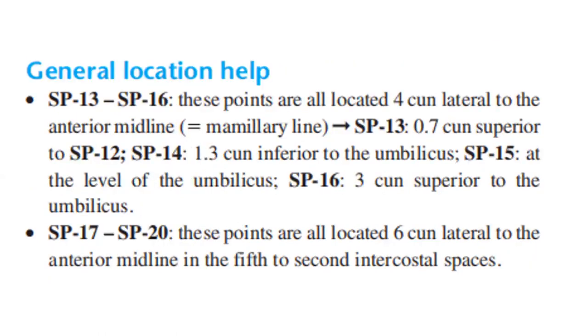General location. Spleen 13 to Spleen 16: these points are all located 4 cun lateral to the anterior midline, the mammillary line. Spleen 13 is 0.7 cun superior to Spleen 12. Spleen 14 is 1.3 cun inferior to the umbilicus. Spleen 15 is at the level of the umbilicus. Spleen 16 is 3 cun superior to the umbilicus. Spleen 17 to Spleen 20: these points are all located 6 cun lateral to the anterior midline in the 5th to 2nd intercostal spaces.